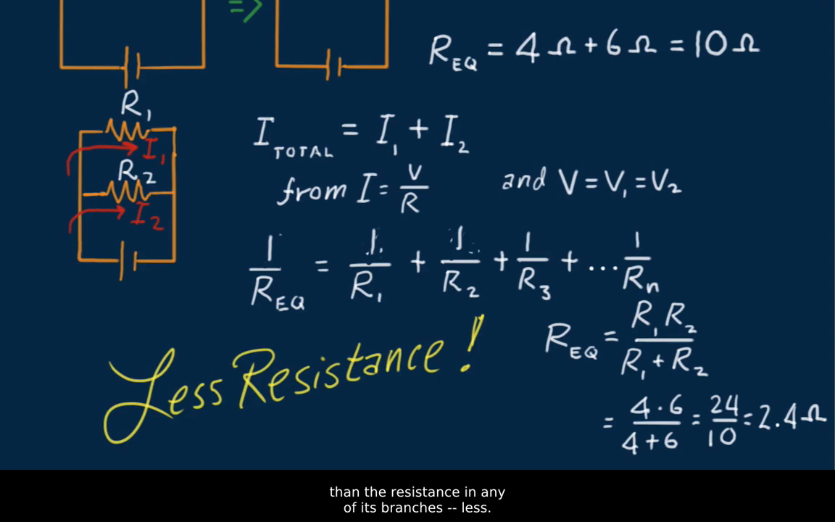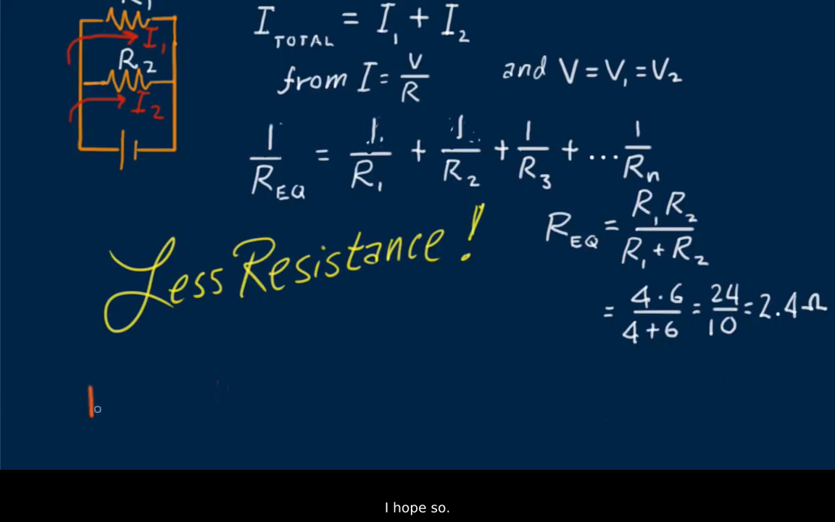Less. This is similar to increased checkout lanes in a supermarket. More lanes means less resistance to the flow of traffic. So it is with more branches in a parallel circuit. More branches reduce circuit resistance and allow greater flow. Got it? I hope so.